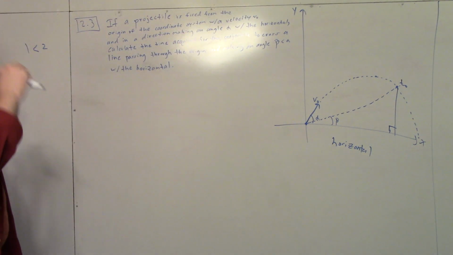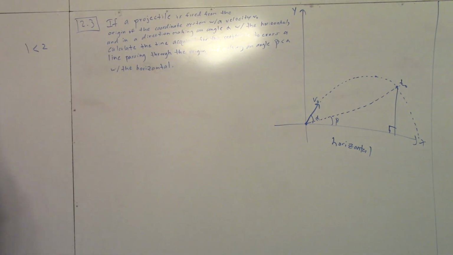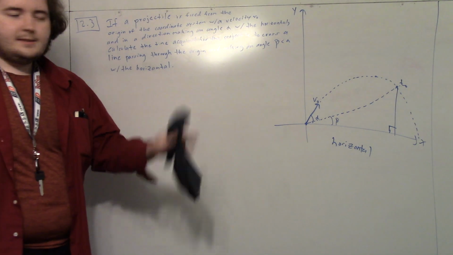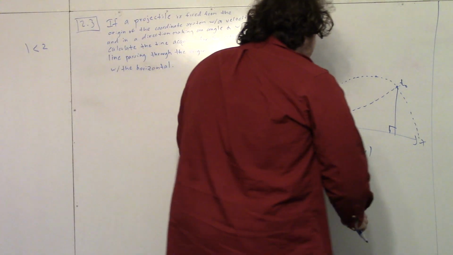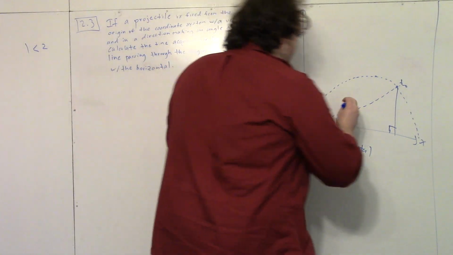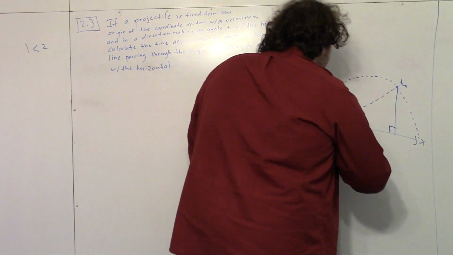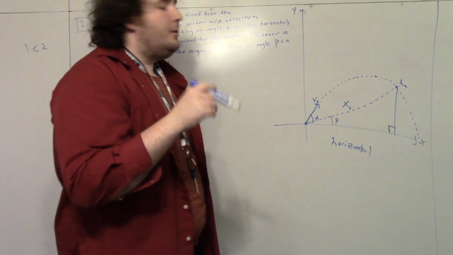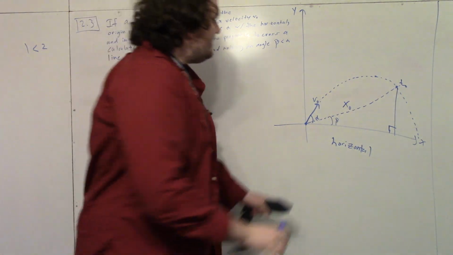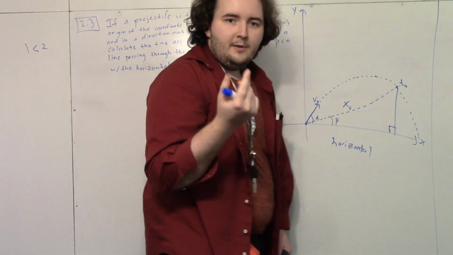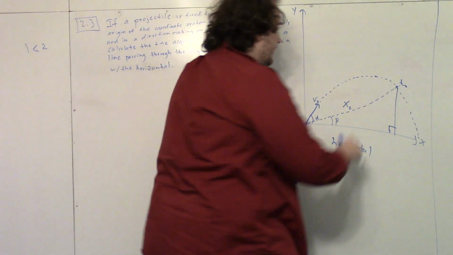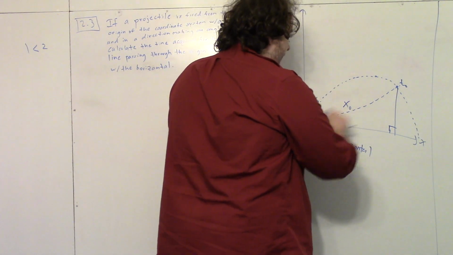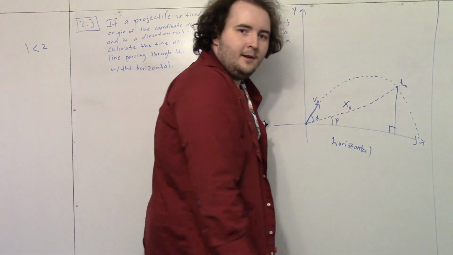All right, I think we're almost done setting it up. Calculate the time required for the projectile to cross the line. Okay. Everything's set up. Let's call this a distance x naught. You'll see why I'm saying x naught. The naught just means 0. It's just a name for it. So this is just a distance from here to here.